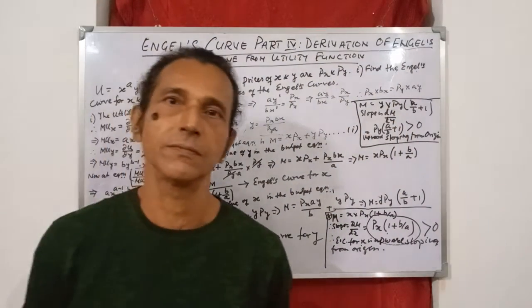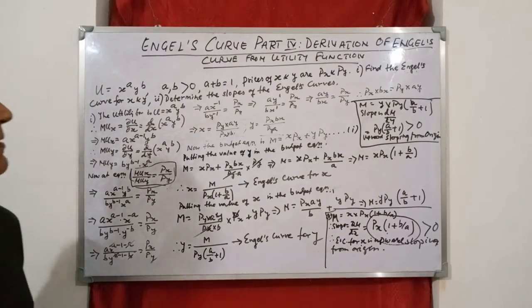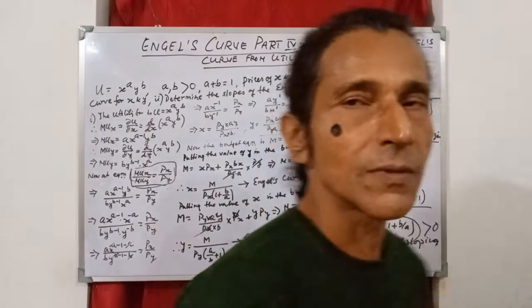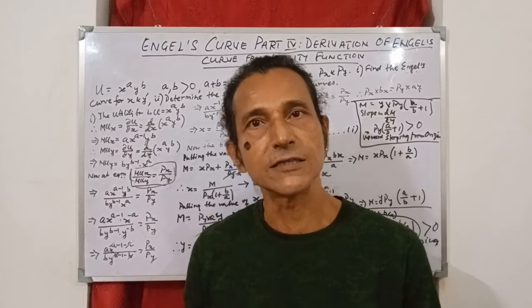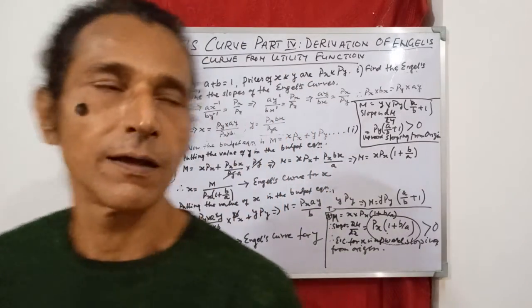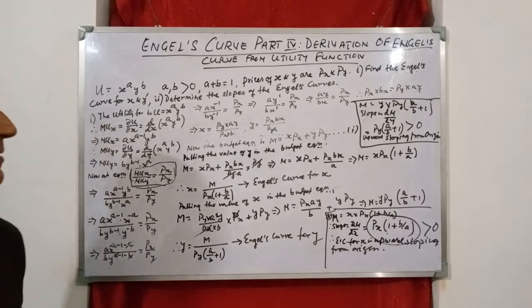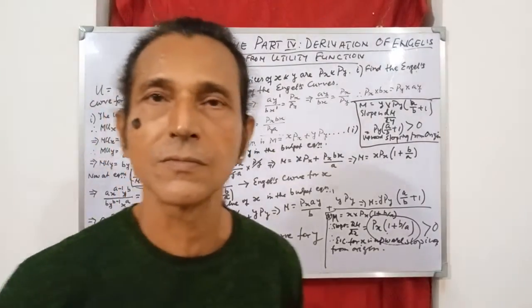So this is enough for this video. Here we have derived the Engel's curves for commodity x and y from the utility function, and we have determined the slopes of the Engel's curves. So far so good. I believe today's discussion is well understood by you.